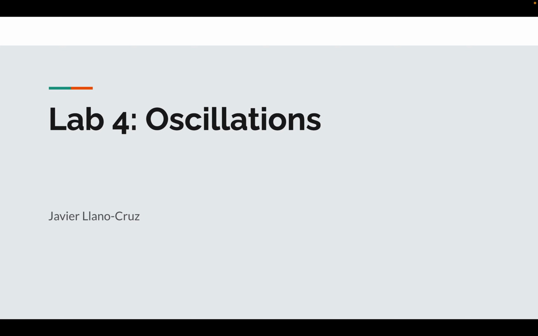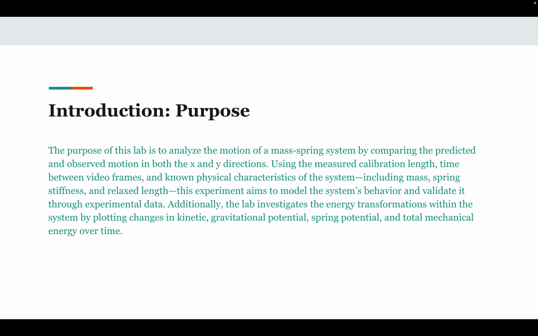And this is Lab 4, Oscillations. So the purpose of this lab is to analyze the motion of a mass spring system by comparing the predicted and observed motions in both the x and y directions, using the measured calibration length, time between video frames, and known physical characteristics of the system, including mass, spring stiffness, and relaxed length. This experiment aims to model the system's behavior and validate it through experimental data.